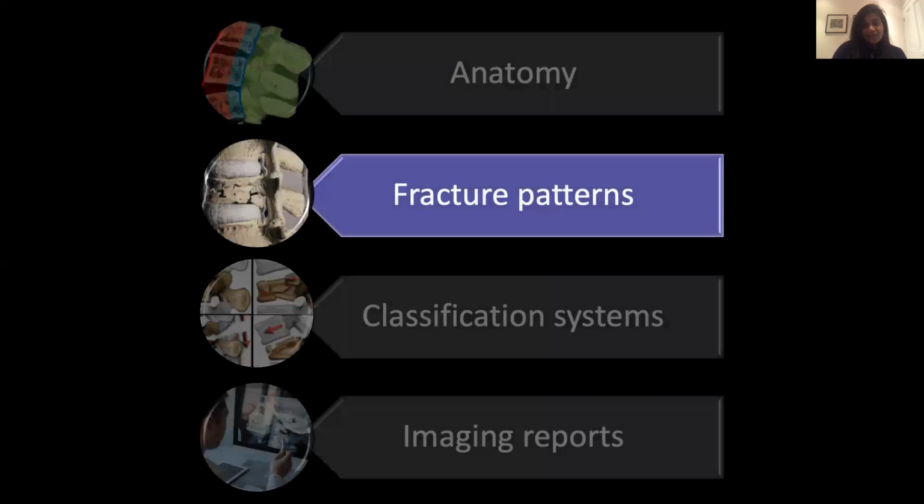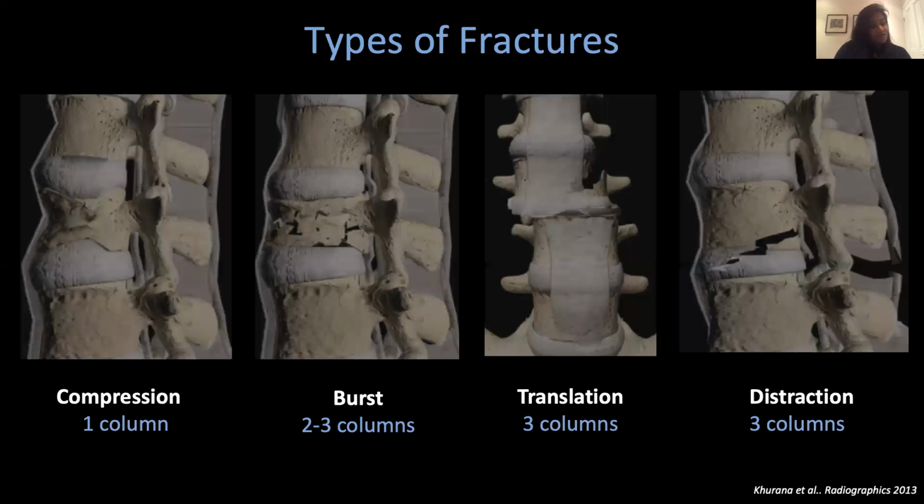So let's have a look at some fracture patterns that occur in the thoracolumbar spine. What are the types of fractures that occur? I've graded these from least severe on the left to most severe: compression, burst, translation and distraction, with the most severe involving the 3 columns. And we're going to go through these in turn.